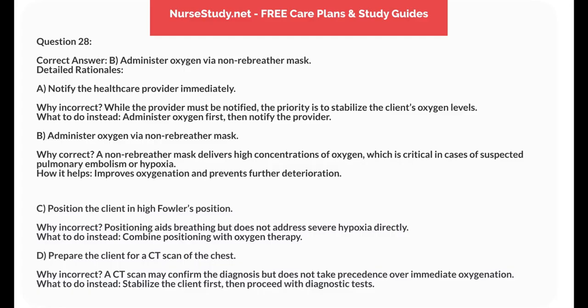B. Administer oxygen via non-rebreather mask. Why correct? A non-rebreather mask delivers high concentrations of oxygen, which is critical in cases of suspected pulmonary embolism or hypoxia. How it helps: improves oxygenation and prevents further deterioration. C. Position the client in high Fowler's position.